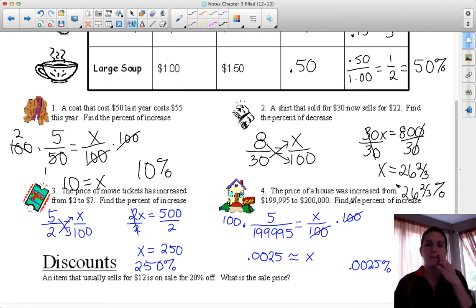All right, so in problem number 4, when we get this answer, be really cautious because this answer is a tiny, tiny decimal. A $5 increase is a really small part of 199,995. So we're expecting a really small percentage. So just be cautious that we didn't need to move our decimal here. I know it feels like we should, but we didn't need to because of how we set up the problem.